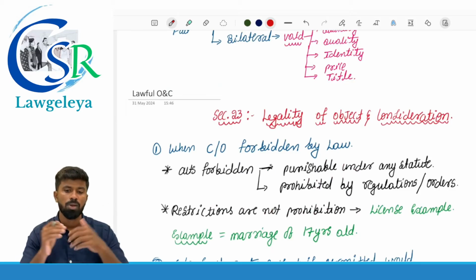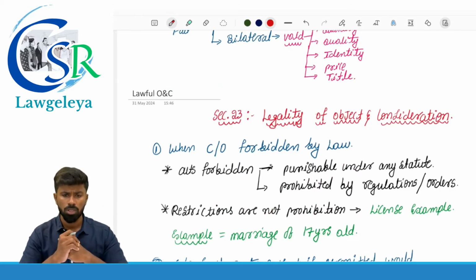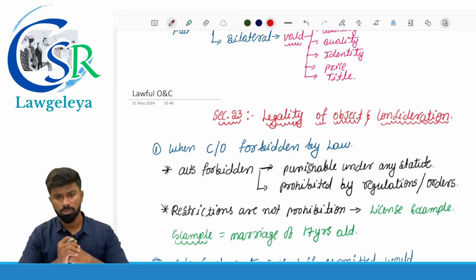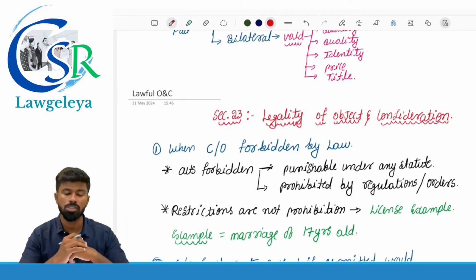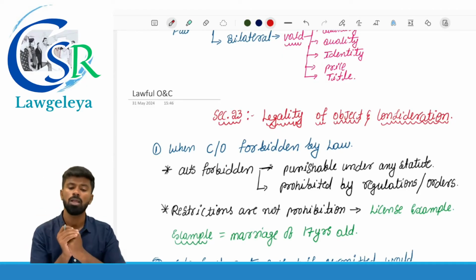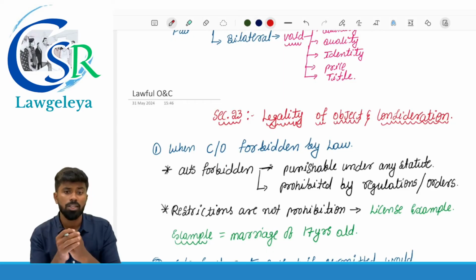Next, section number 23. Section number 23 provides what? Lawful object and consideration. To be a valid contract, the object must be what? Lawful. If the object is unlawful, is the agreement valid? No, the agreement is void, not enforceable by law.